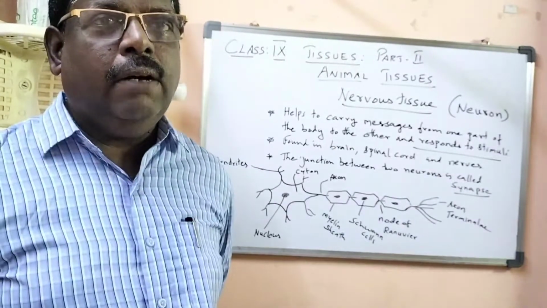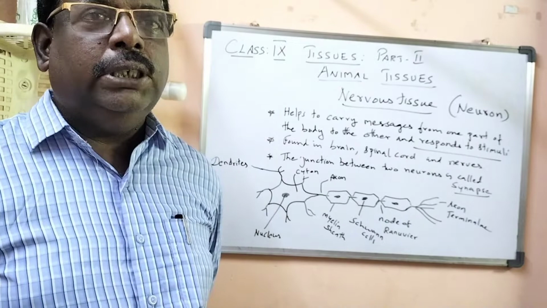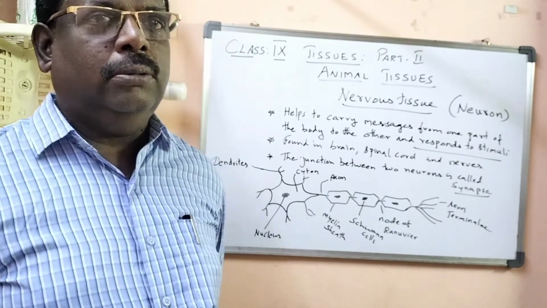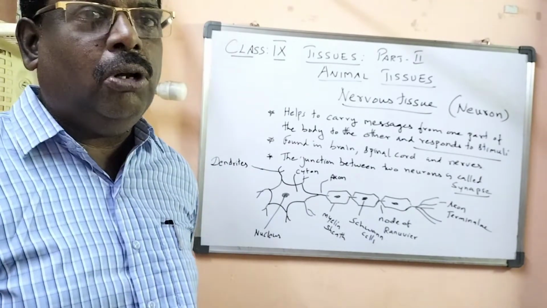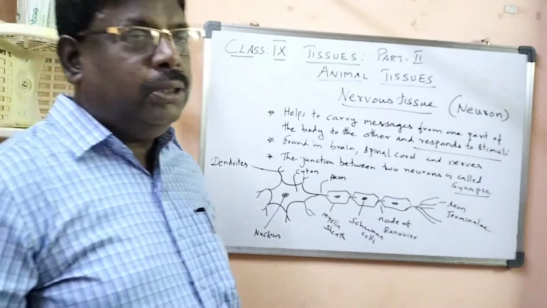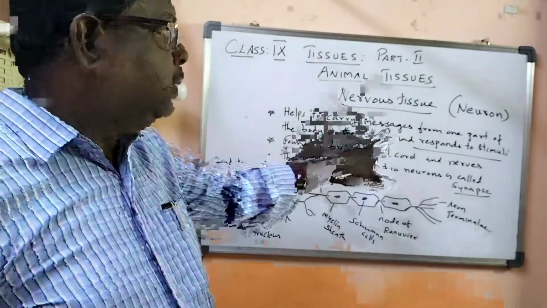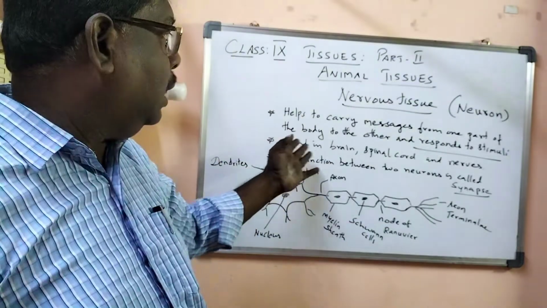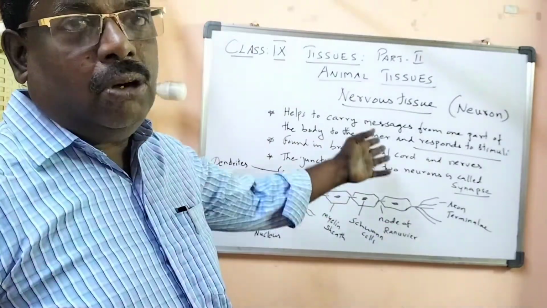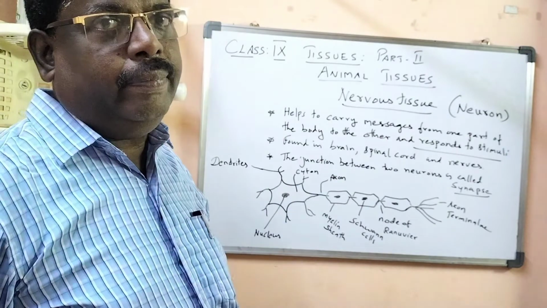So next we'll see nervous tissue. Nervous tissue is also called neuron. The basic unit of the nervous system is called neuron. So let us see about the nervous tissue. It helps to carry messages from one part of the body to the other. It's called response to stimuli.